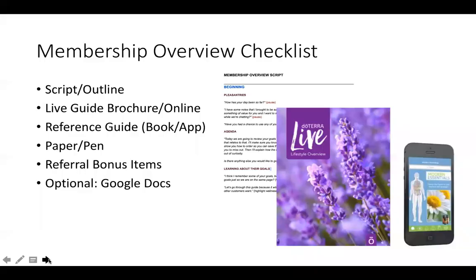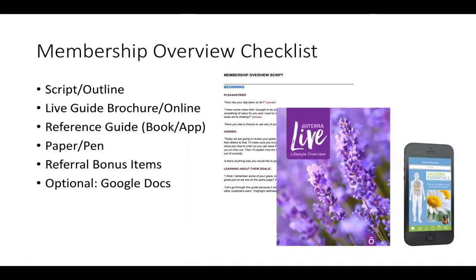So the membership overview, kind of a checklist of things to have when you are doing a membership overview, whether you're doing it in person or over the phone or over a computer. You will want the script or the outline, and you had a link to that, so you should have that available. You'll want to have the LiveGuide brochure, whether you have the brochure itself, if you're sitting down with someone, or if you just have it up on your computer, it's really helpful to be going through that, and we'll show you why. But if you don't have it, it's not the end of the world. You can just use the script, and we'll show you how to do that.